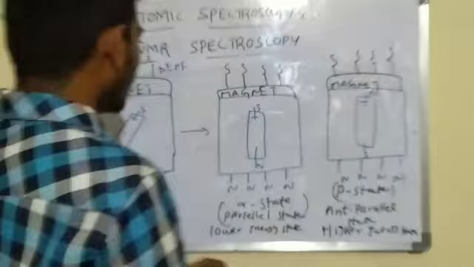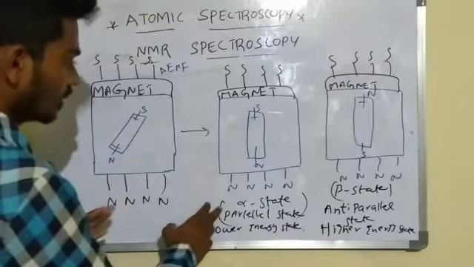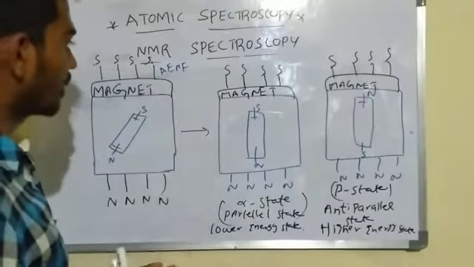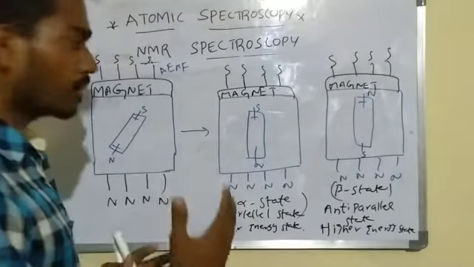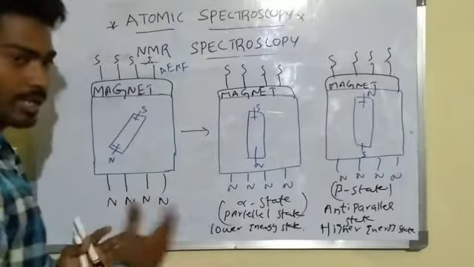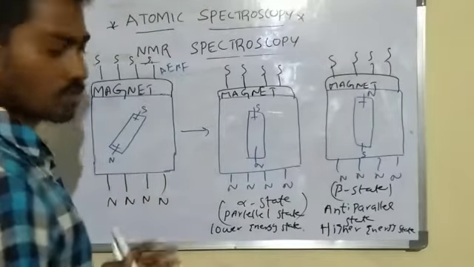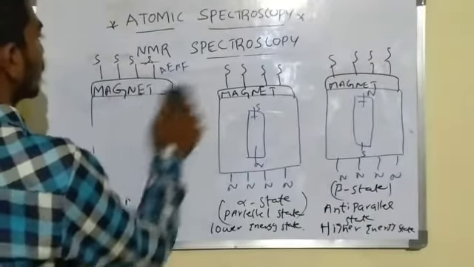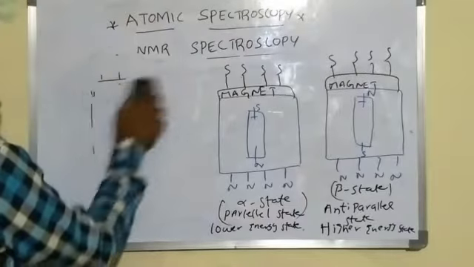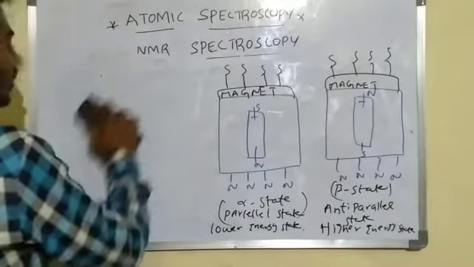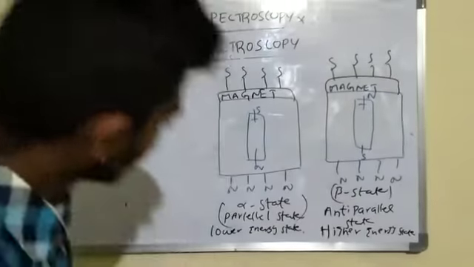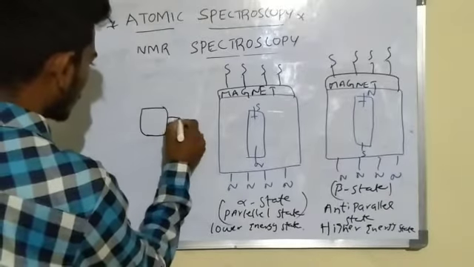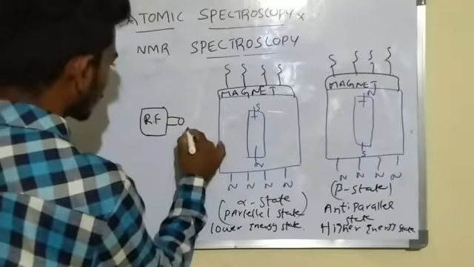Okay. Now you see this relation: in the alpha state, the nucleus is in the direction of the applied magnetic field. Now we can apply an energy source, that is, a radio frequency source. How does this NMR spectroscopy work? Now you can apply a radio frequency source in this way. The radio frequency source, that is RF.